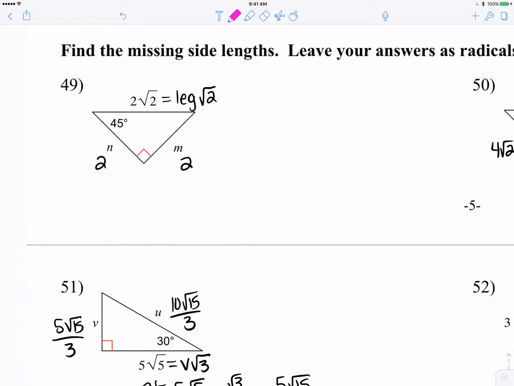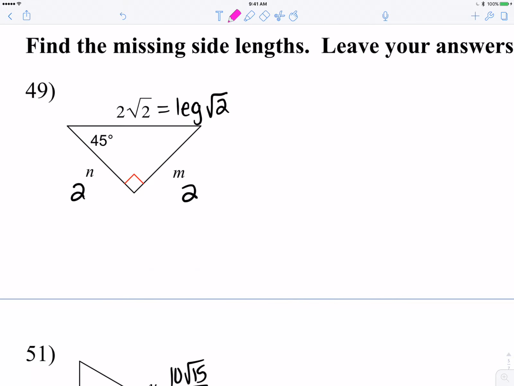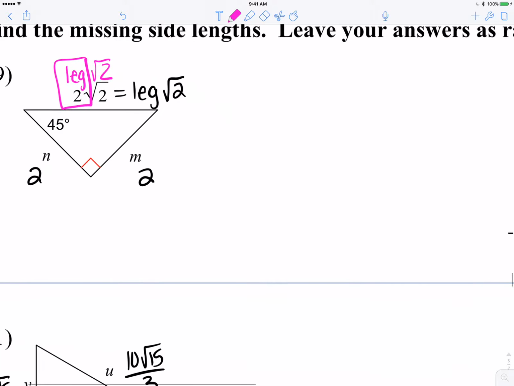All right. Special right triangle is 49. This is a 45, 45, 90 triangle. So the hypotenuse is always what the leg is times the square root of 2. So this right here is telling you the leg is 2. N equals 2, M equals 2.